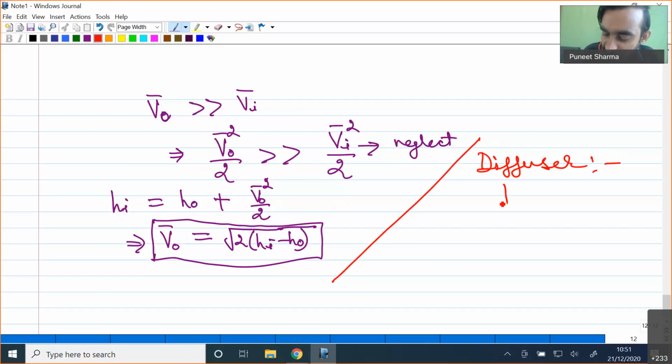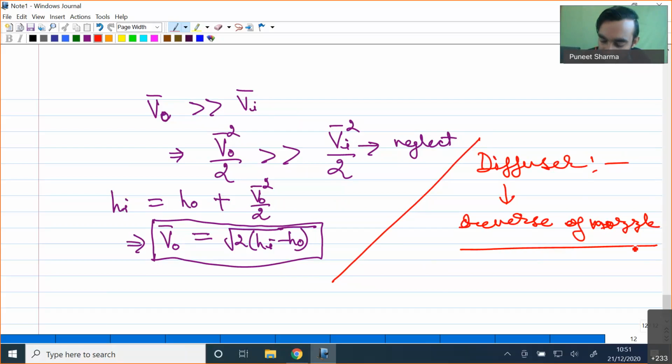Okay, so the task of the diffuser is nothing but the reverse of the nozzle. In case of a diffuser, we convert the kinetic energy into pressure energy. So over here we will have a profile that is nothing but the reverse of that of the nozzle. The inlet will be at a low cross section and the outlet will be at an increased cross-sectional area.